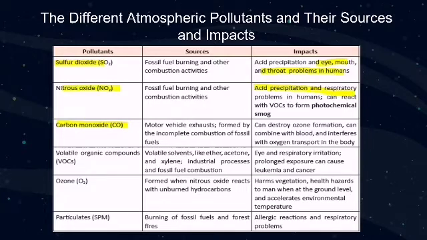Carbon monoxide: motor vehicle exhaust, formed by the incomplete combustion of fossil fuels. It can destroy ozone formation, can combine with blood, and interferes with oxygen transport into the body. We also have the volatile organic compounds. Volatile solvents like ether, acetone and xylene, industrial processes and fossil fuel combustion. It can affect our eyes and respiratory system. Prolonged exposure can cause leukemia and cancer.